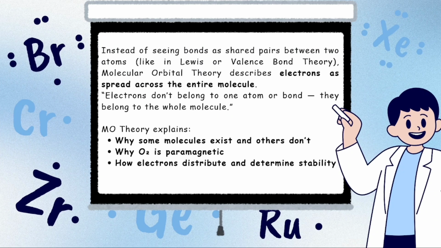Instead of seeing bonds as shared pairs between two atoms, like the Lewis or valence bond theory, molecular orbital theory describes electrons as spread across the entire molecule. Electrons don't belong to one atom or bond, they belong to the whole molecule. Molecular orbital theory explains why some molecules exist and others don't, why oxygen is paramagnetic, and how electrons distribute and determine stability.